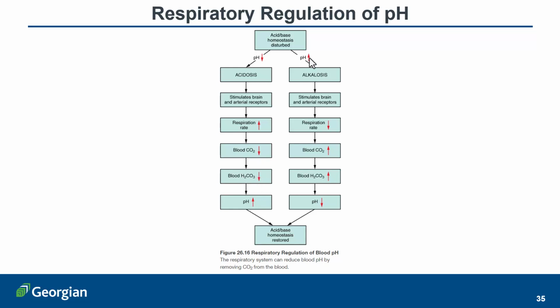On the other hand, if there's less CO2 dissolved in blood, that will be alkalosis, or respiratory alkalosis. The peripheral and central chemoreceptors will be stimulated to decrease the respiratory rate through the respiratory center in the brainstem. Less CO2 will be excreted. Blood CO2 concentration will increase. That's going to ultimately cause a decrease in the pH, as less CO2 is excreted out. Ultimately, acid-base homeostasis is restored. Again, we'll look at blood bicarbonate concentration a bit later on.